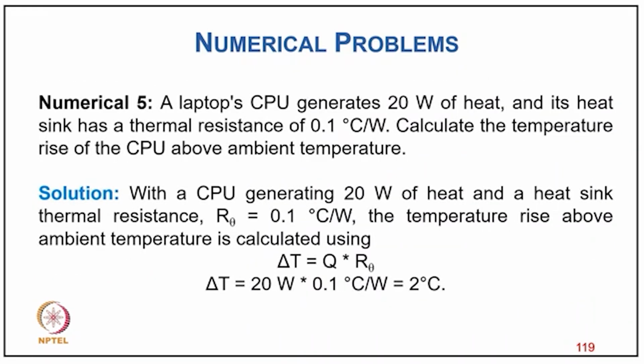Numerical problem 5: a laptop CPU generates 20 watt of heat and its heat sink has a thermal resistance of 0.1 Celsius per watt. Calculate the temperature rise of the CPU above the ambient temperature. The solution: with the CPU generating 20 watt of heat and a heat sink thermal resistance R theta equal to 0.1 Celsius per watt, the thermal rise above ambient is delta T equal to Q into R theta. So delta T will be 20 watt into 0.1 Celsius per watt, so it will be 2 degrees Celsius.